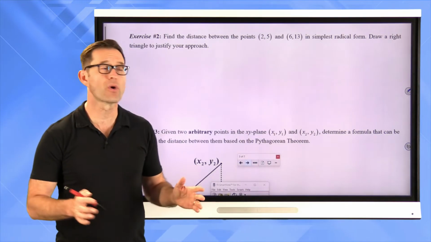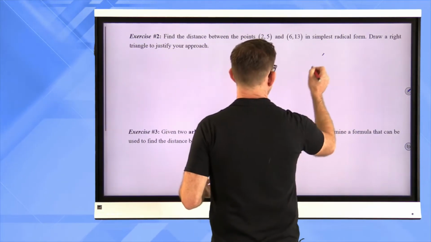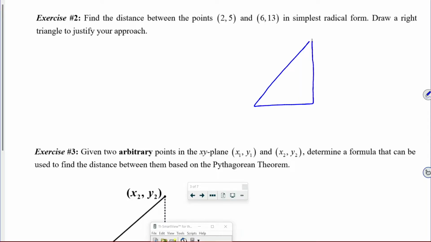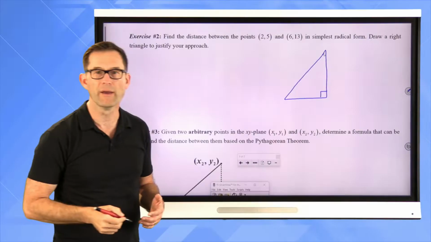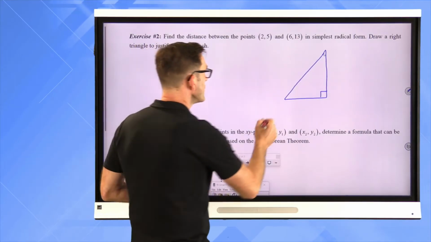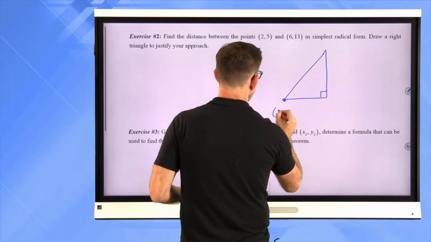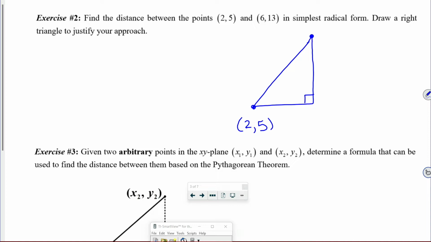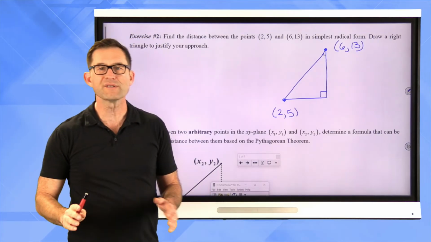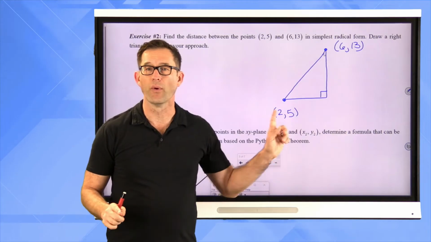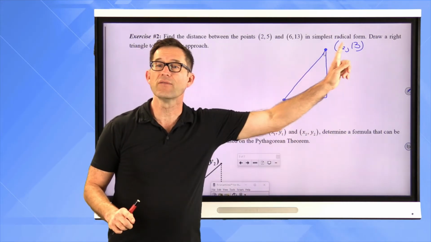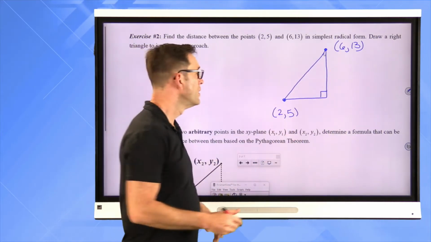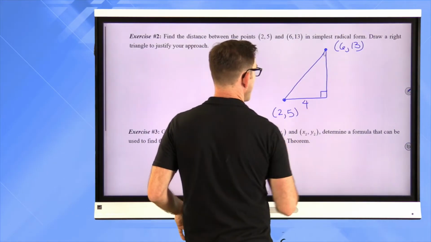All right, well, let me just draw a little bit of a right triangle. I don't need to draw it to scale or anything like that. I've got my right triangle, and at one point, down here maybe, I've got the point (2, 5). And the other point, let's say up here, is (6, 13). Now, the horizontal distance between those 2 points is given by 6 minus 2. So that's going to be a length of 4 right here.